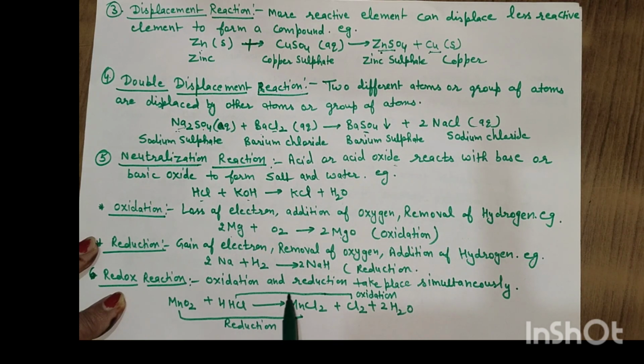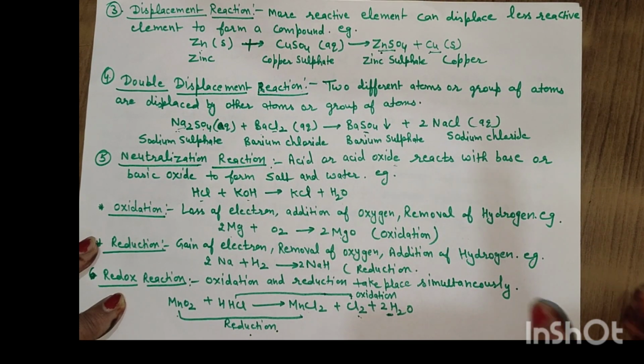Here, HCl, oxygen and Cl2. It forms the Cl2, and MnO2 releases the oxygen and forms MnCl2. This is the reduction. Reduction is the removal of oxygen. Here oxygen is removed. This is called reduction. And HCl forms the oxidation. Here the loss of electrons takes place and forms the oxidation.